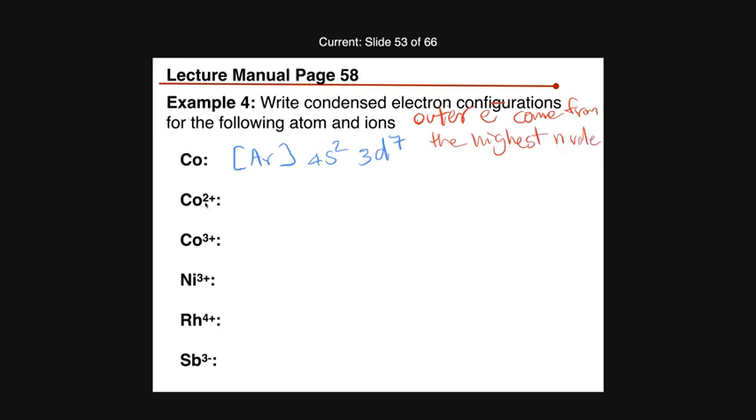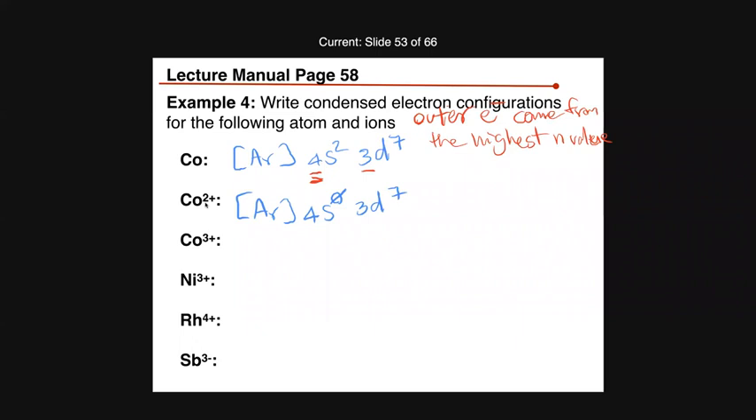is going to come from the highest n value. So that means if you want to remove an electron, you need to remove it from the highest n value. Between 4 and 3, the highest n value is 4. Therefore, we are going to remove electrons from 4s. So if you are going from cobalt 0 to cobalt 2 plus, you are going to remove electrons from 4s. Therefore, the final electron configuration would be 4s0 3d7, right?